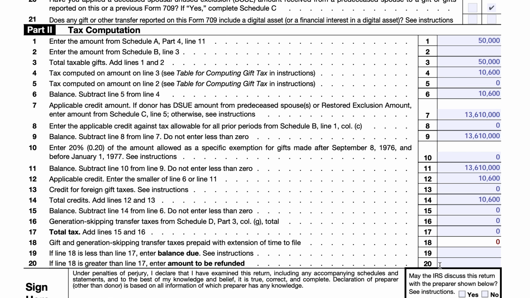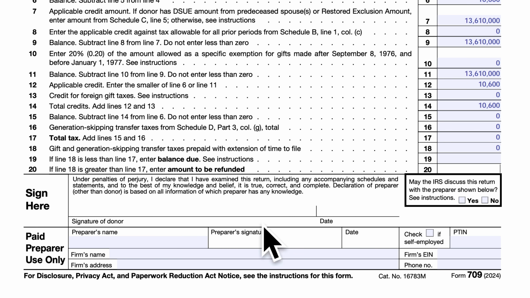If line 18 was greater than line 17, then you would get a refund and you would put the difference in line 20. And then down here is the signature. You would sign and date it as the donor. If you're using a paid tax return preparer, they can fill this out.